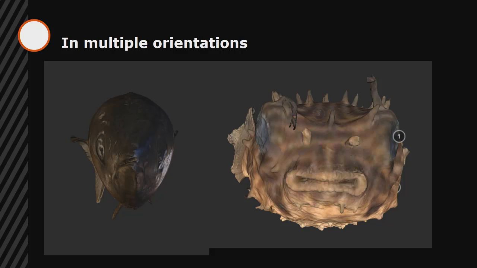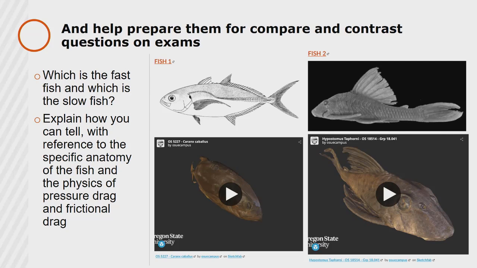And they can do this at home, they can study it, they can have access to the models, which then helps prepare them to answer compare and contrast questions on the exams. For example, I might have shown them those two fishes, and then when it comes exam time, I might show them these two fishes, which are not the same fishes that they saw before, but I assure you that one of them is fast and one of them is slow, and ask them to tell me which one is fast, which one is slow, and how do you know, and try to explain that. So we're using the models for things like that.